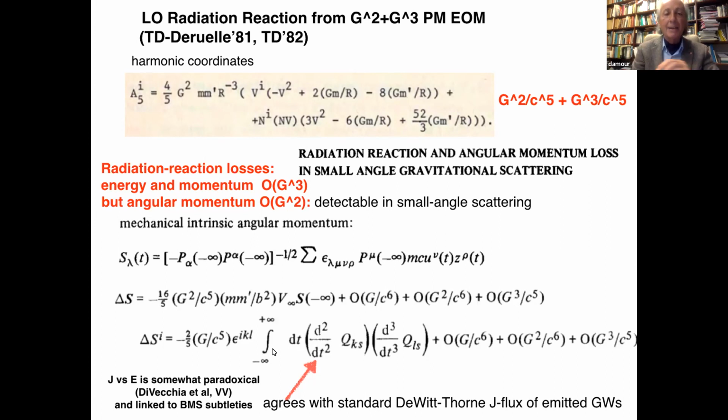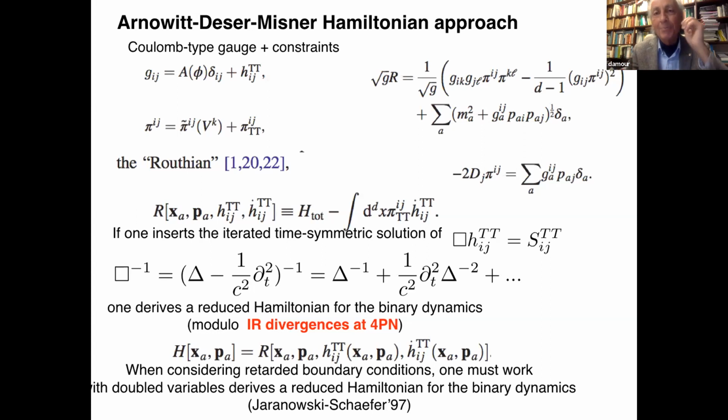Okay? And let me just mention in passing that Di Vecchia, Gabriele Veneziano and Wilkowski have emphasized that it is somewhat paradoxical, when you think from the quantum mechanical point of view, to have a loss of angular momentum at a lower order than the loss of energy, and that this is linked with subtleties with the BMS group and structure of gravitational waves at infinity.